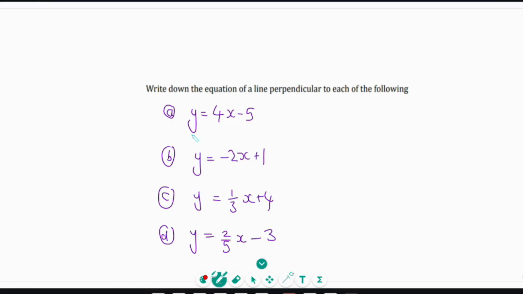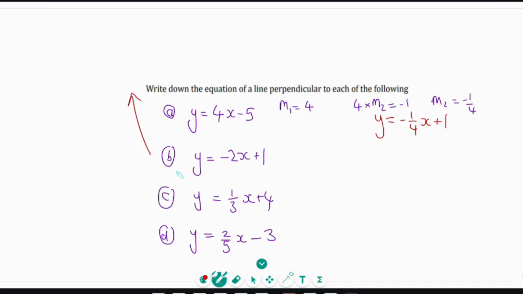Okay, so write down the equation of a line perpendicular to each of the following. Our gradient for this line here is 4. We know 4 times the perpendicular gradient is negative 1. We make m2 the subject here. Divide both sides by 4, minus a quarter. So our equation of a perpendicular line is y equals minus a quarter x. It doesn't matter about the y-intercept, let's say plus 1.